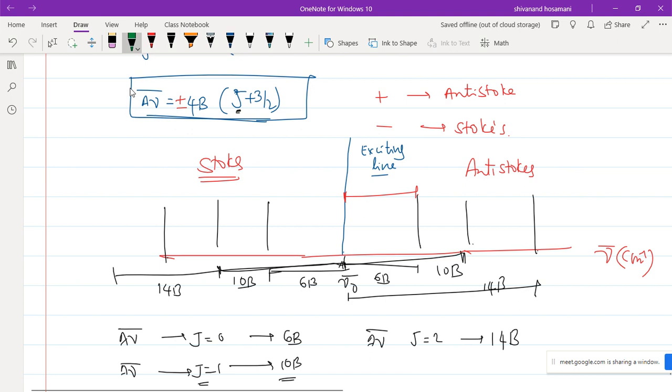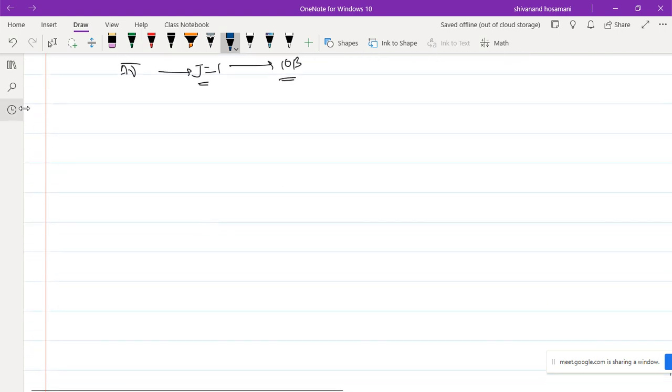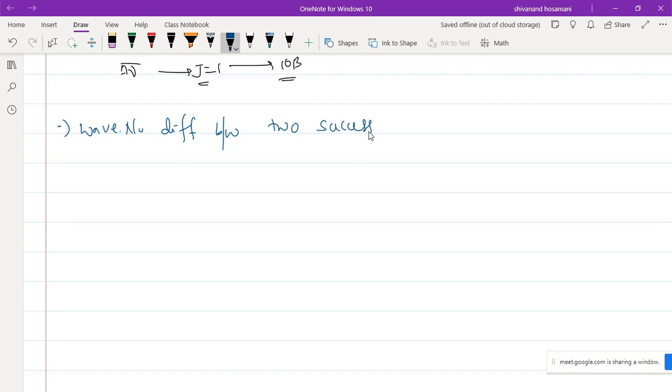What is the difference between the first exciting line, or Rayleigh line, and the first Stokes line? The difference is 6B. What about here? 4B. What about here? That is 4B, and from here to here again 4B. You may be asked the question: what is the wave number difference between two successive anti-Stokes lines? Successive means one after another, and the difference is 4B. The wave number difference between successive Stokes lines is also 4B. The question will be asked like this: wave number difference between two successive anti-Stokes lines.